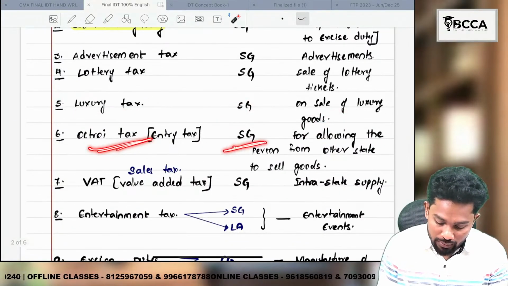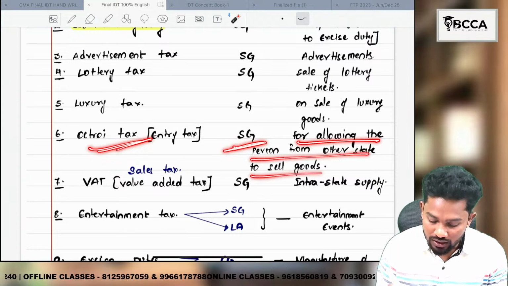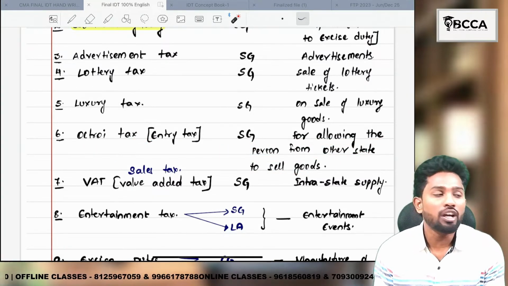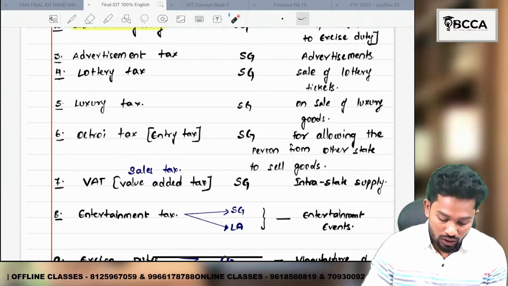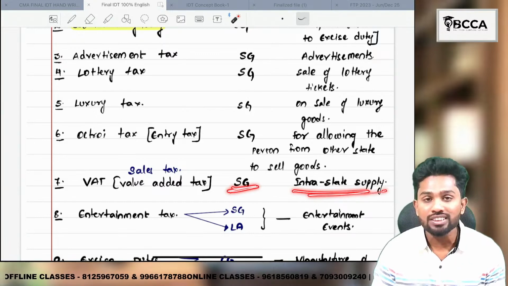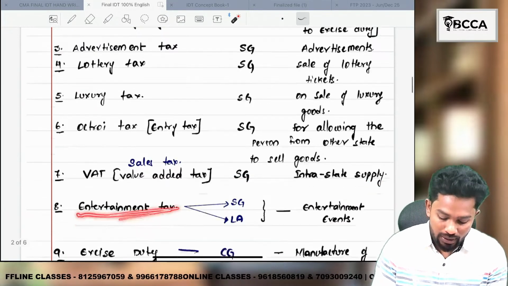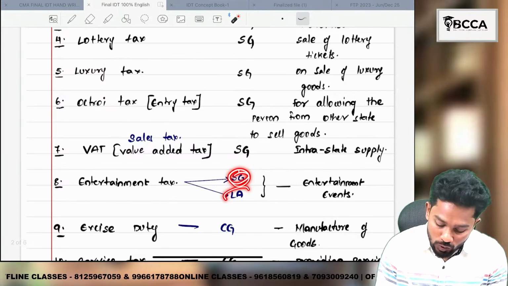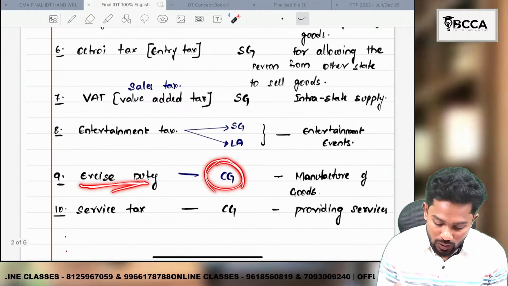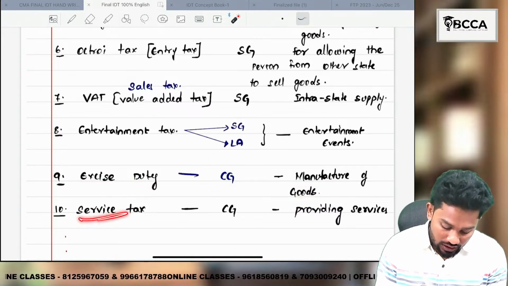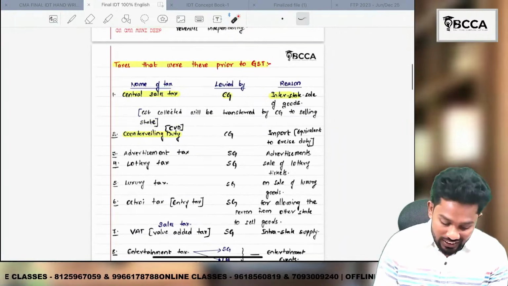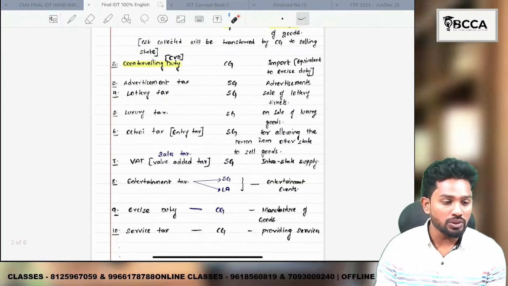Octroi tax is levied by state government for allowing a person from other states to sell the goods. Then VAT, value added tax, is levied by state government on intrastate supplies. Then entertainment tax is levied by state government and local authority on entertainment events. Excise duty is levied by central government on manufacture of goods. Service tax is levied by central government on providing services. So overall, these are the taxes which were there prior to GST.